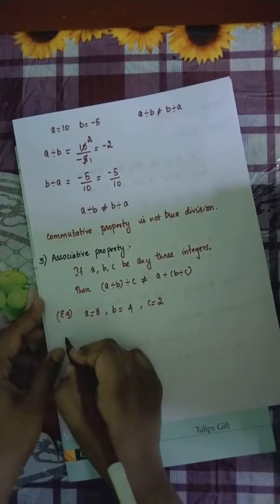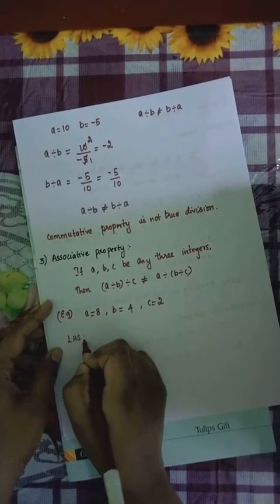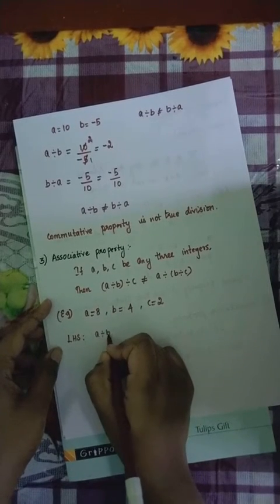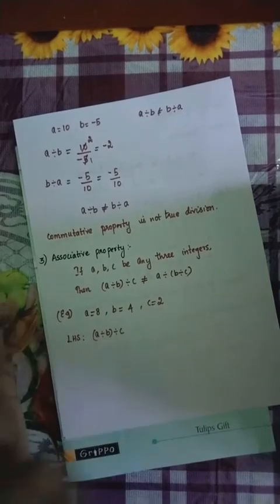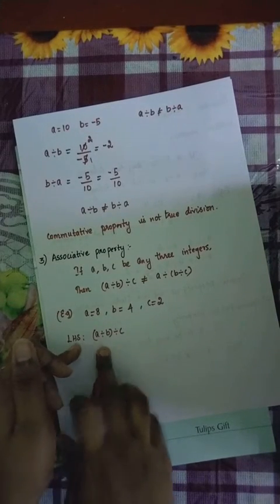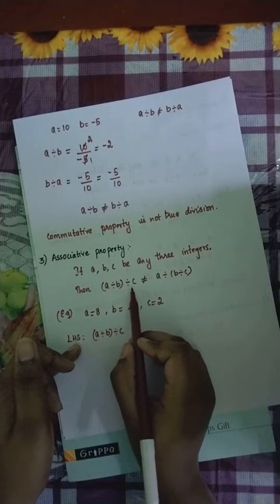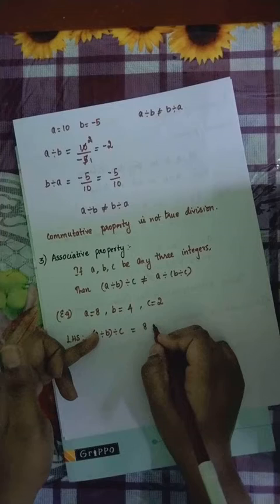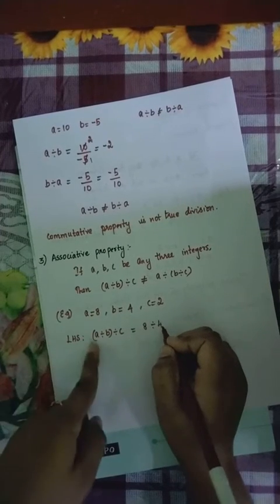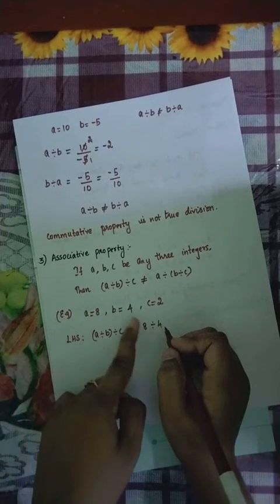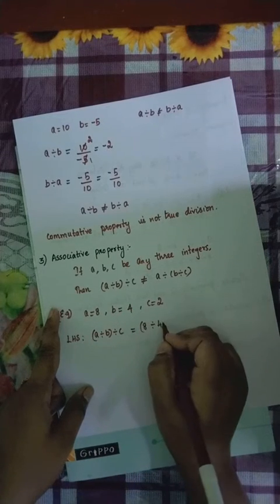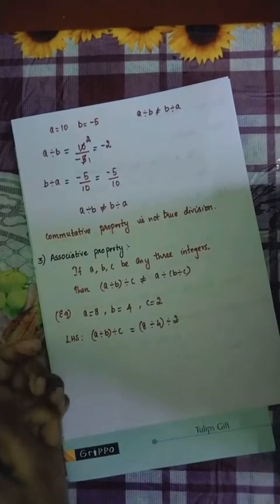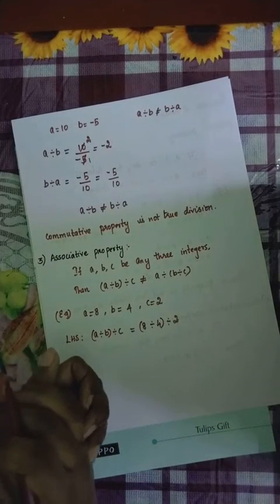What is the left hand side? That is LHS. What is the term in the left side? That is a divided by b divided by c. First we are going to find the answer for the left side term, a divided by b divided by c. So value for a is 8, value for b is 4. A divided by b, 8 divided by 4 divided by 2.